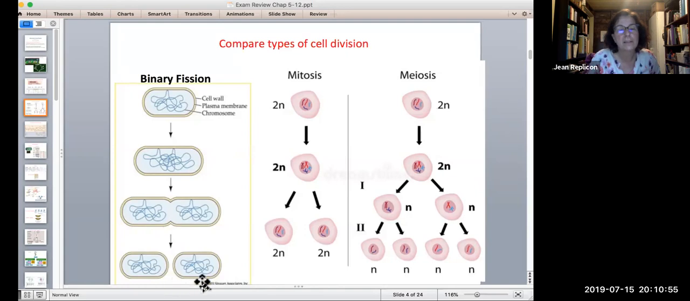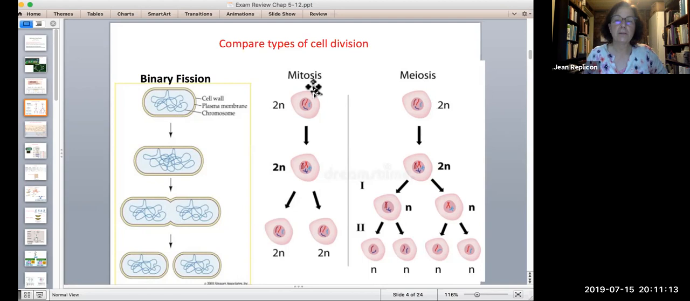We have cytokinesis here as the final step. And in the end, we have two cells that are identical to the cell that produced it. And the original cell is no longer. It basically has divided its contents into the two new cells.